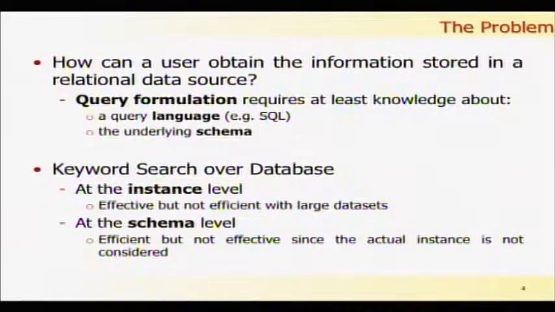And basically, we did a review of the literature of keyword search over databases. And we found that basically there are 2 different approaches: one is at the instance level, and one is at the schema level. Basically, the difference between the 2 is that in one, the keyword search is applied directly over the instance of the database. So if you have a large data set, that's going to have some efficiency problems.